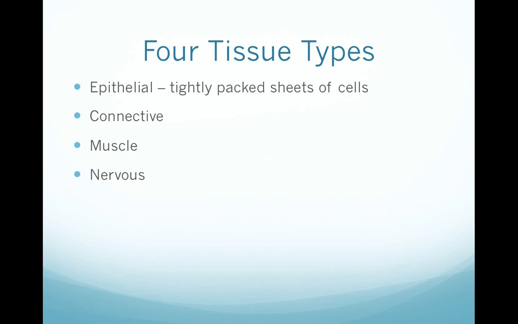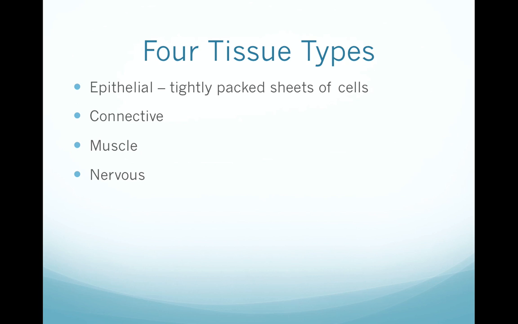Epithelial tissue, or epithelium, is composed of very tightly packed sheets of cells, and this covers your organs or your outer surfaces, like your skin, and it lines the hollow organs inside your body, as well as your vessels, so your veins and your arteries, and the body cavities. You've got a lining of epithelial tissue inside your chest cavity and inside your abdominal cavity called the serosa that has an important function as a barrier.